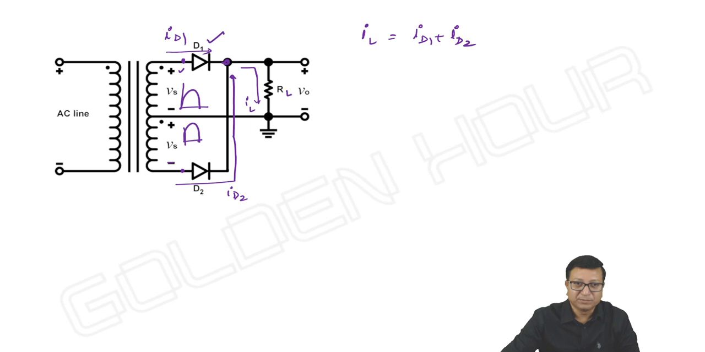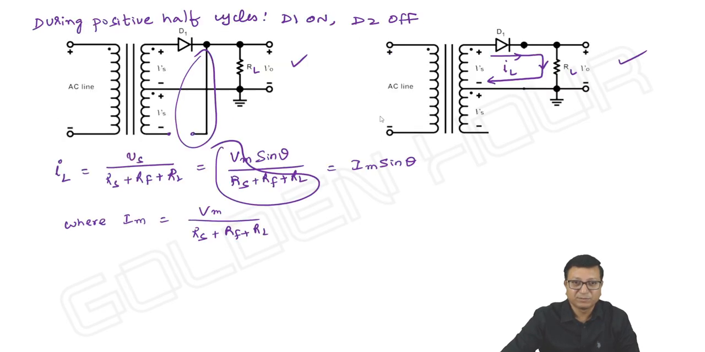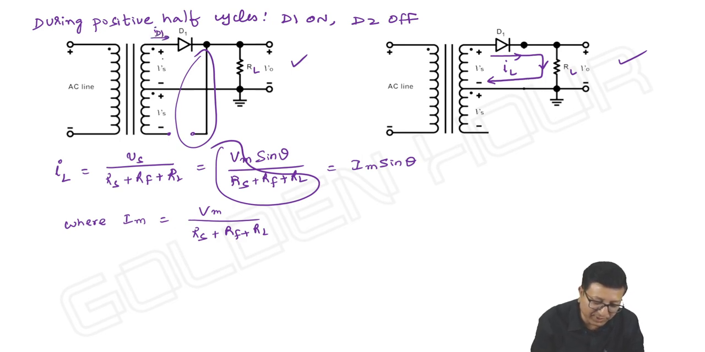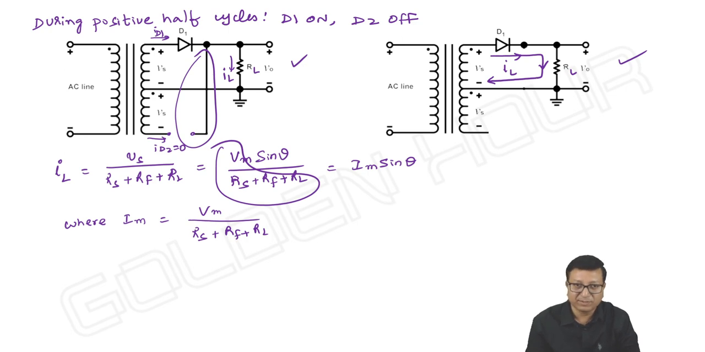Right. So please do observe this. Then what about IL? To be frank, what I can write is that ID1 is existing and ID2 is 0. So this current is IL, so IL is equal to ID1. That's it. So that's why directly I wrote IL, nothing else.